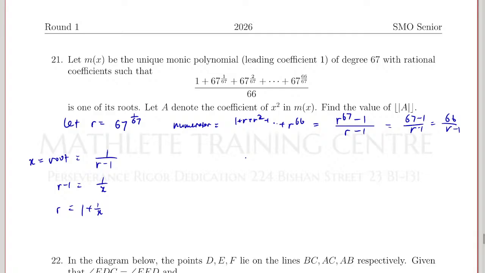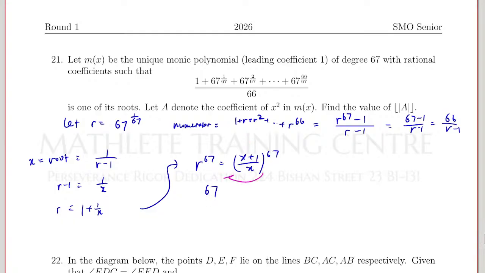Anyway, now what do you do? You take it to the power of 67, right? Since I said I was going to do it, now I'm going to do it. And here the trick is that I can form a polynomial now. That is a polynomial that works.